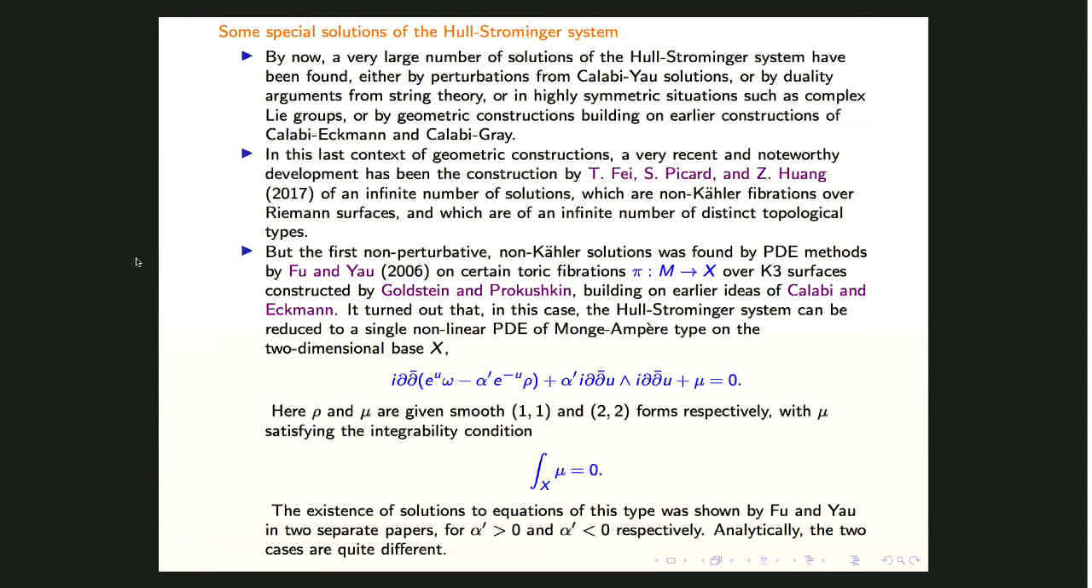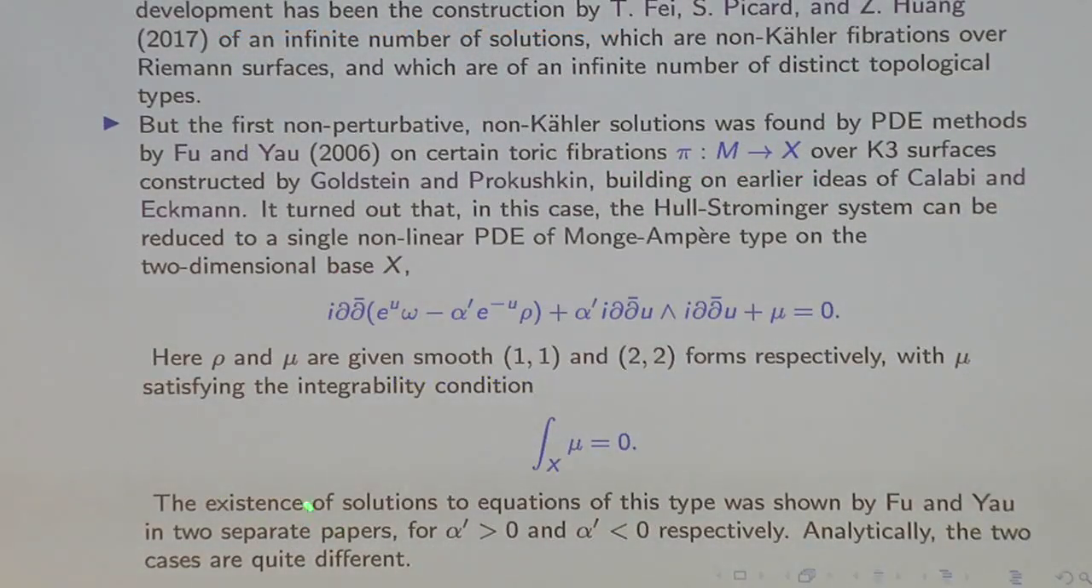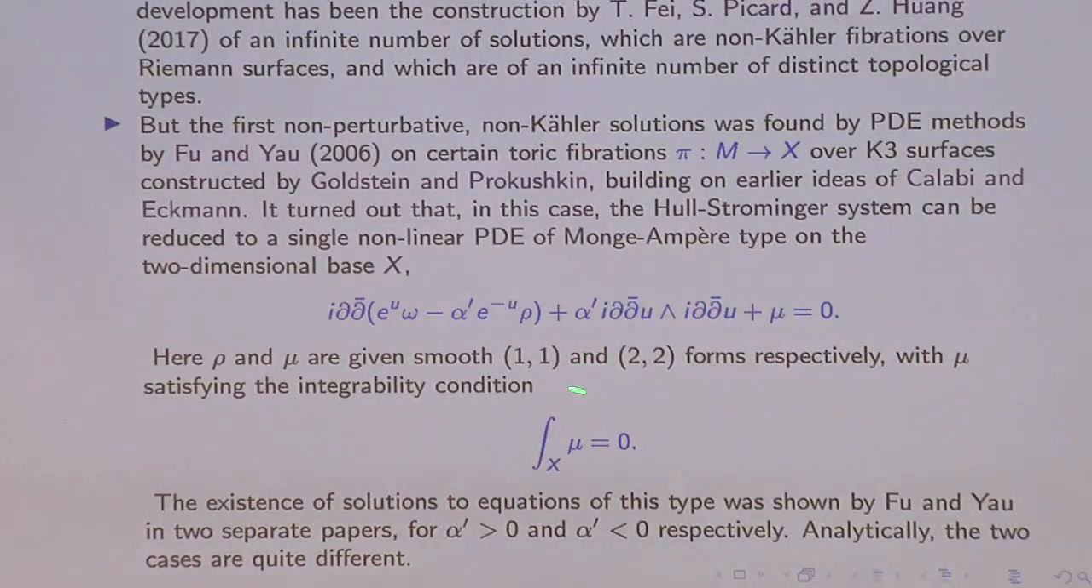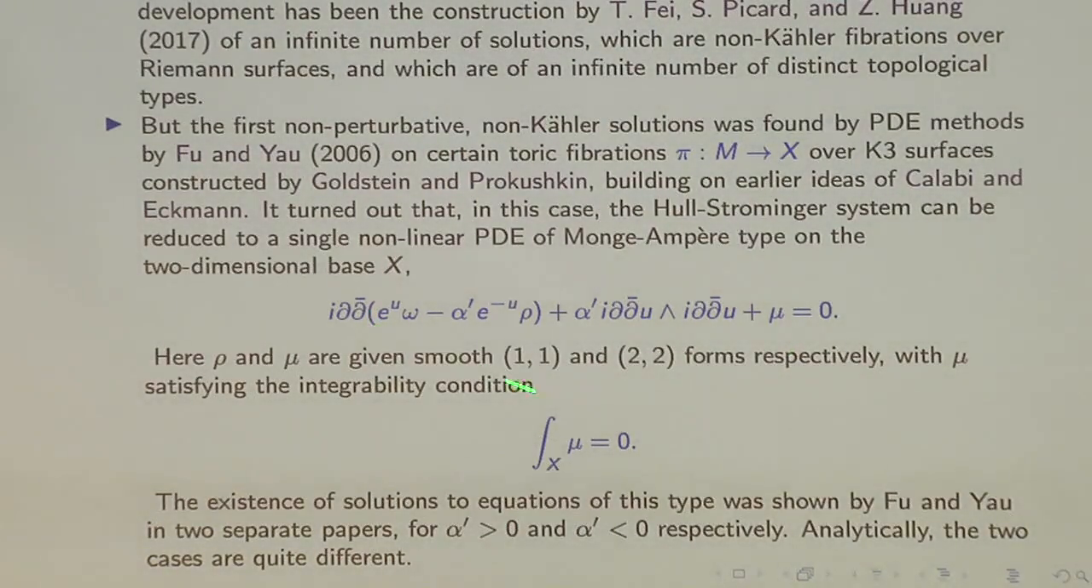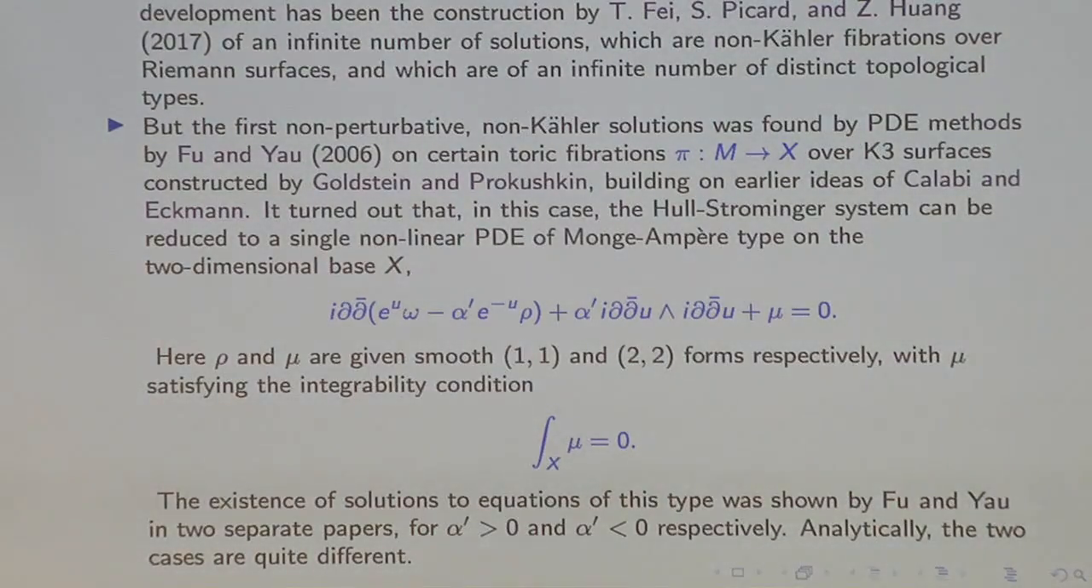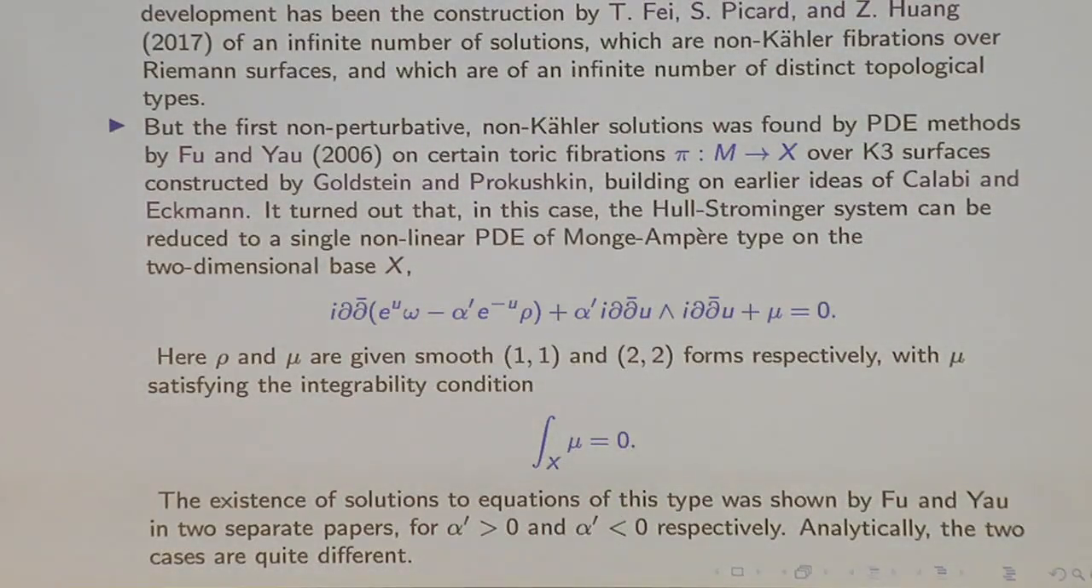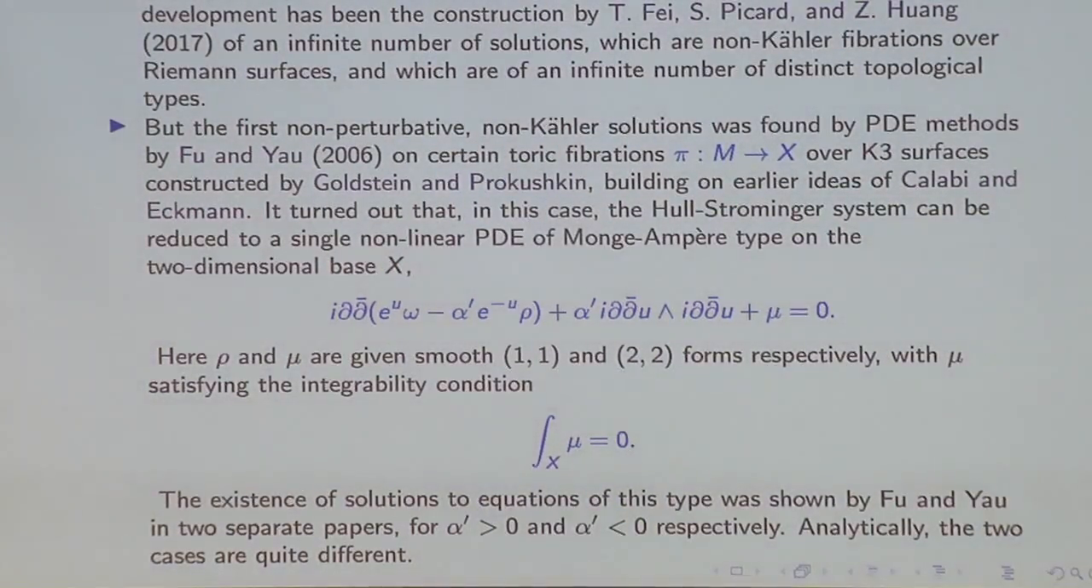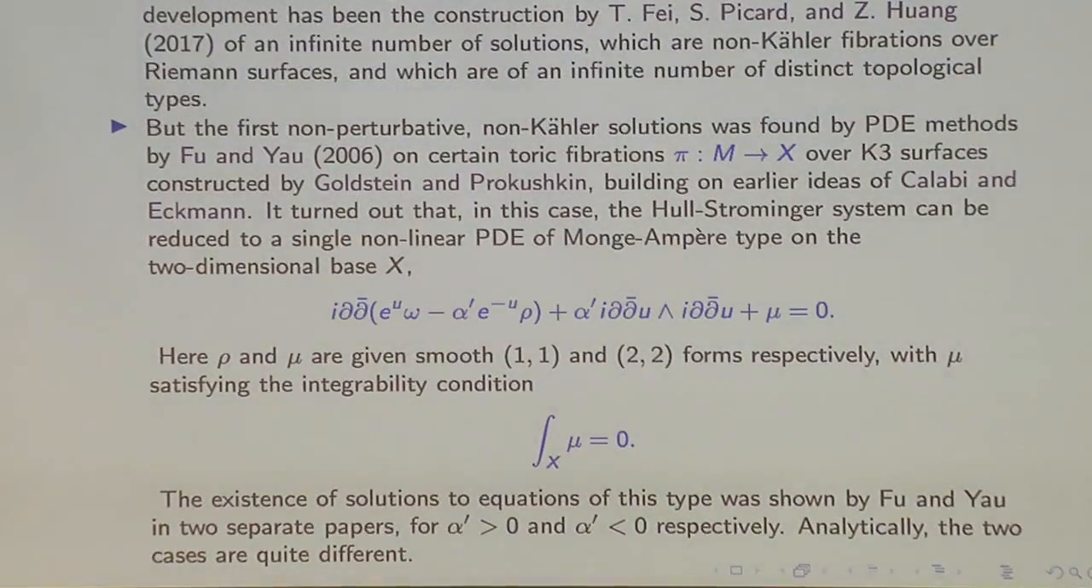In any case, it's a novel, new type of Monge-Ampère, which turned out to be quite hard. And it was rather amazing that Fu and Yau were able to solve this equation and to show that the existence of solutions is equivalent to a very simple integrability condition on mu. And again, here they did it for alpha prime positive and negative in 2 different cases, using 2 different kinds of proofs. All right.